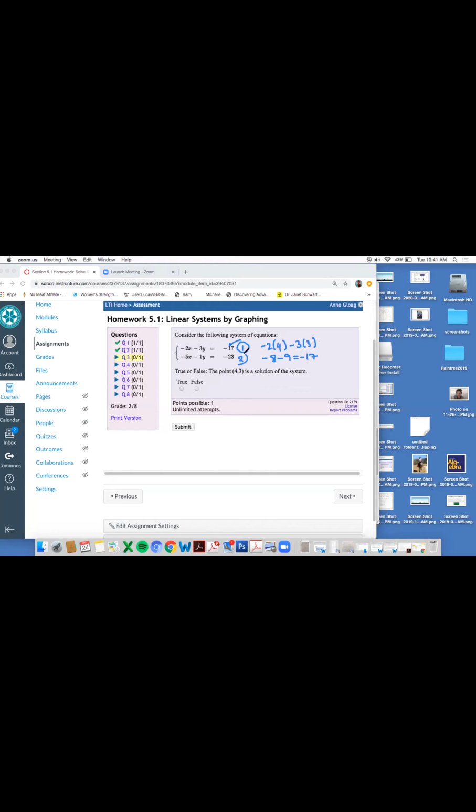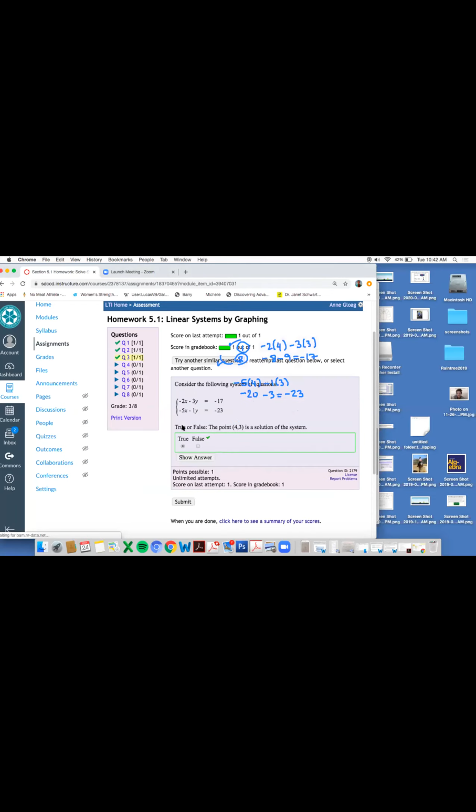All right, let's look at the second equation. So again, I want to plug in X is 4, Y is 3. So -5 times 4 minus 1 times 3, -20 minus 3 gives me -23. And I see, oh yeah, that's right. So that checks it out. Okay, so that means it's true. I'm going to submit it.